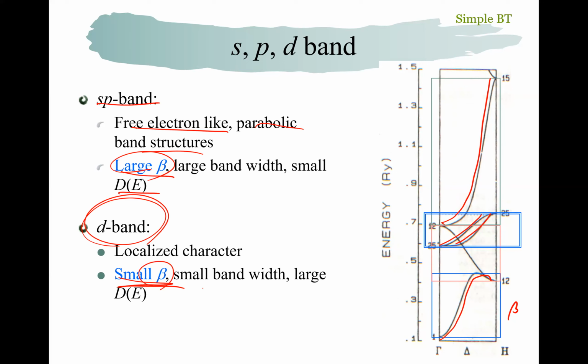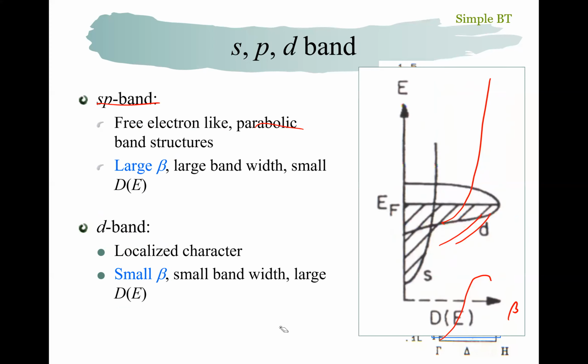So if beta is small and the band is small, density is usually large, and they have a localized character. So in many ferromagnetic materials, the density of states has this kind of shape. This is the density of states, this is energy. The S band usually has this shape. So the density of states of the S band is usually a small number.